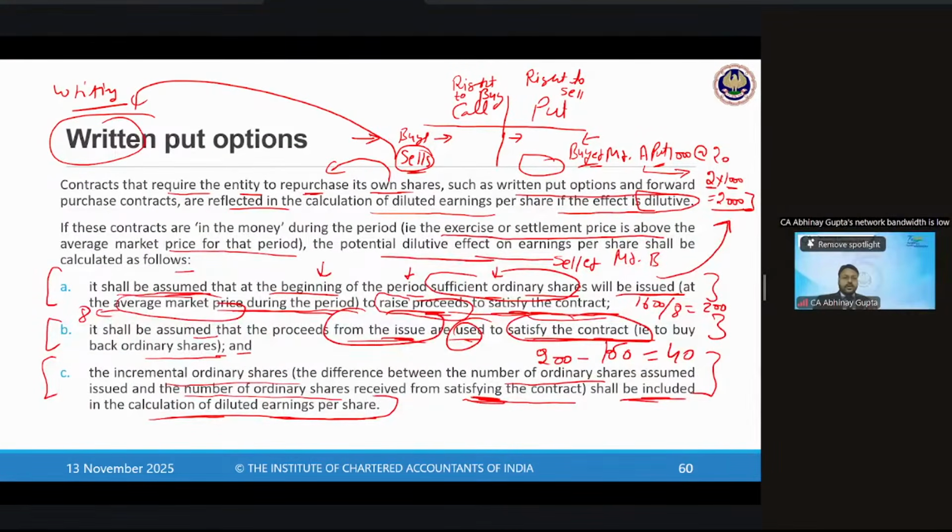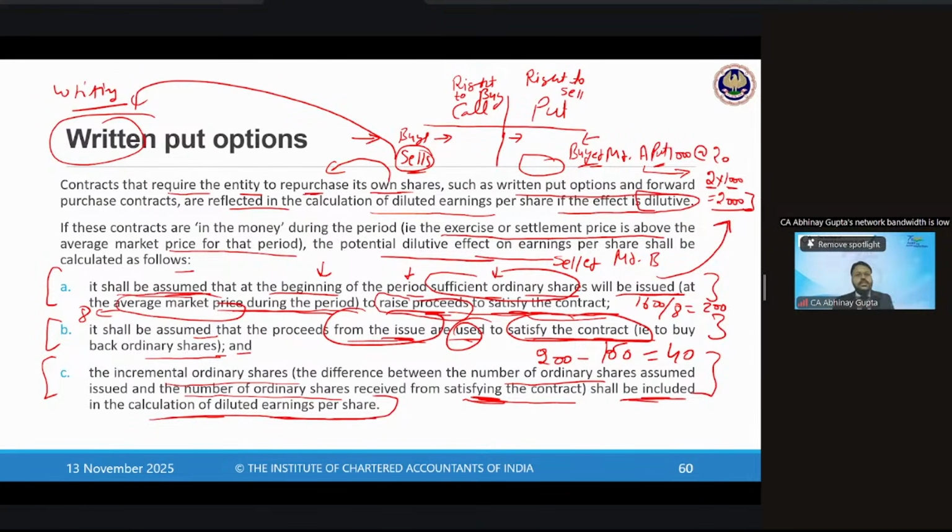So we are not raising any additional cash, right? Now, the number of shares we are issuing for this purpose minus the number of shares we are actually ending up with in the buyback, the additional number of shares will be added to the denominator for the purpose of calculation of diluted earning per share.